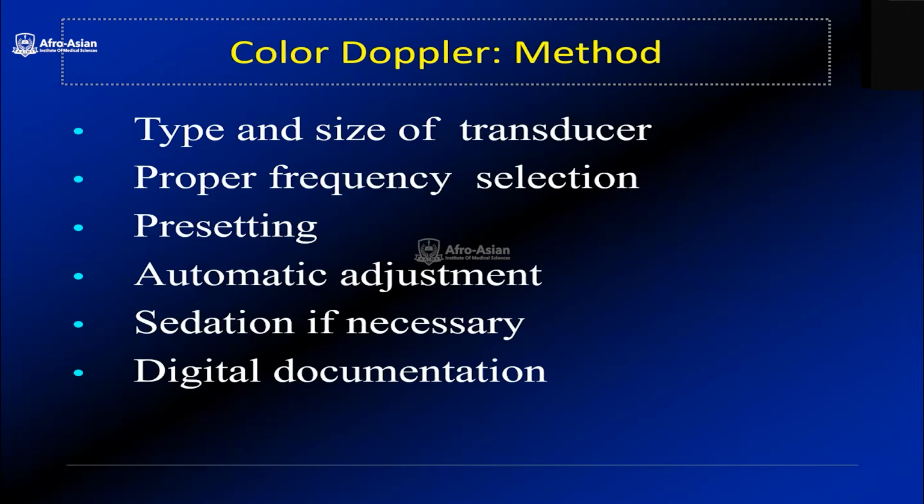Methodology. The types and size of transducer is important. We use a linear array transducer with higher frequencies in the pediatric group for peripheral scanning or vascular scanning. But for abdominal scanning with color Doppler, we prefer a higher frequency convex, which is a curvilinear transducer.